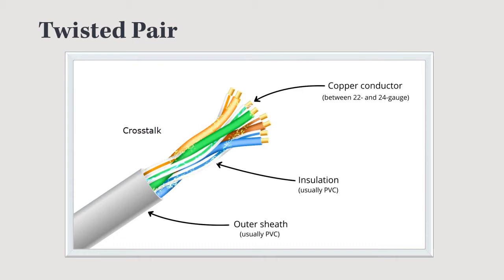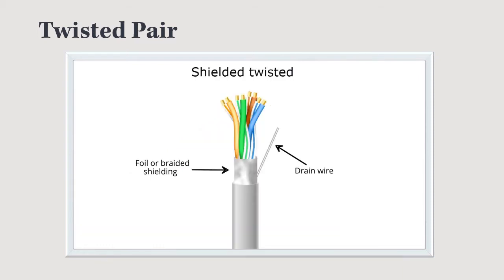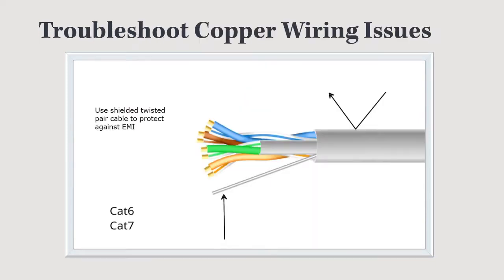Each one of the wires has insulation on it, usually a plastic called PVC. Then it has an outer sheath that covers all of the pairs together, and that again is usually made out of PVC. Here we see a shielded twisted pair, STP, where we add a foil or braided shielding around all of the pairs, and then we also have something called a drain wire. That drain wire can be grounded on one or both sides of the connection to help siphon off some of the EMI that might be trying to interfere with our wire.